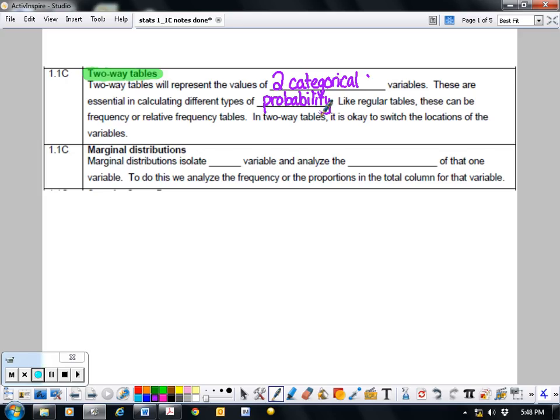So the first thing we're going to talk about is marginal distributions. Marginal distributions allow you to really isolate just one variable and analyze the distribution of that one variable. So to do this, we're going to analyze the frequency or the proportions in the total column for that variable.